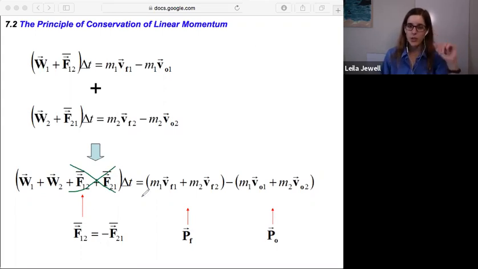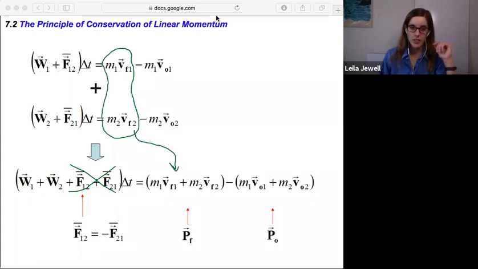Now, what do we have on the right side? On the right side, we can do some creative grouping where we're going to group the final ones together, which are both positive. So that's what appears in this first term. And then we're going to group the initial ones, which are both negative, in the second group of parentheses, with the negative maintained between them.